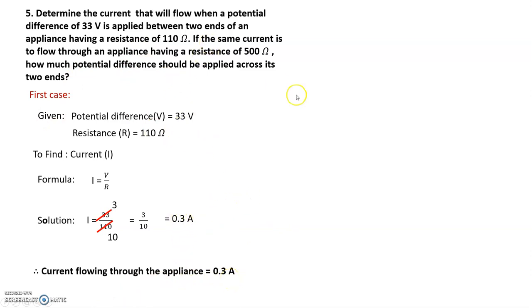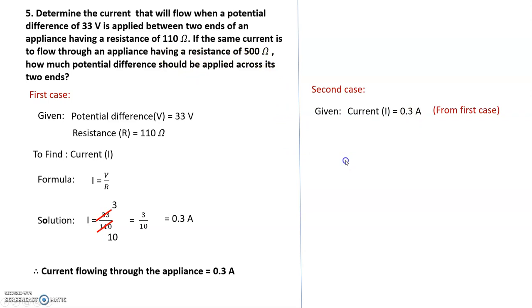Now we'll do the second part, that is the second case. If the same current is to flow through an appliance having a resistance of 500 ohms, that means the same current is flowing, means current will be 0.3. So let's write the second case. Given will be current I is equal to 0.3. Having a resistance of 500 ohms. So resistance R is equal to 500 ohms. How much potential difference should be applied across its two ends? That means to find is potential difference V.